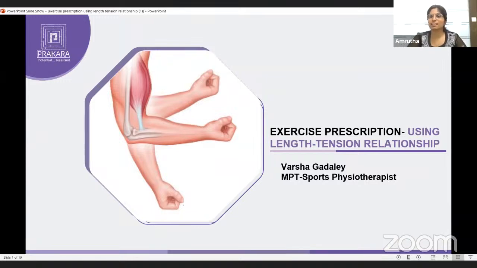So, exercise prescription using length tension relationship. What is length tension relationship, and why are we learning about exercise prescription? Exercise prescription is exercise therapy based. Length tension relationship is biomechanics based. So I am trying to combine two subjects in one webinar here.